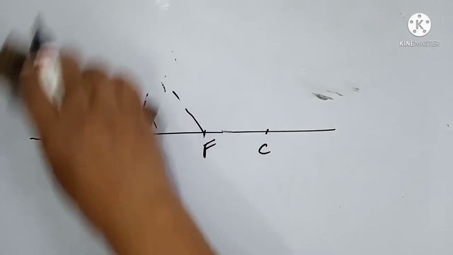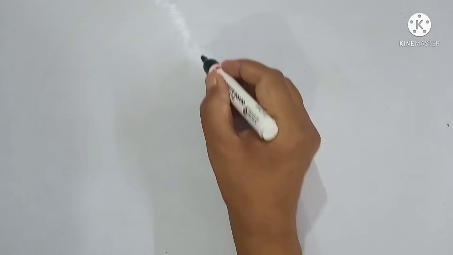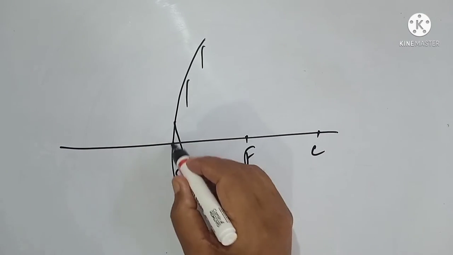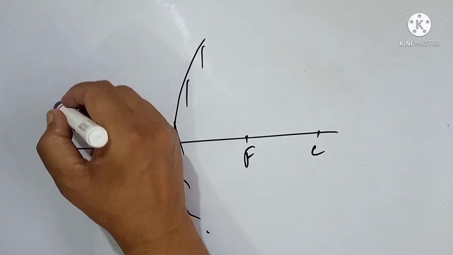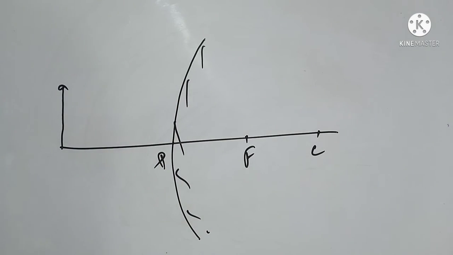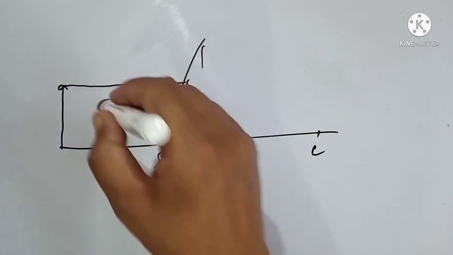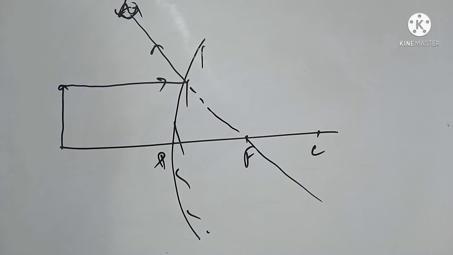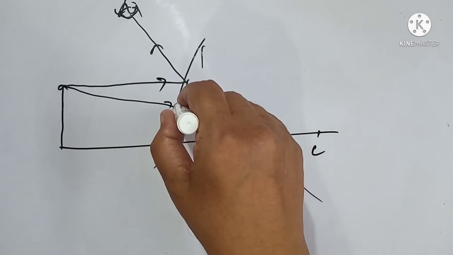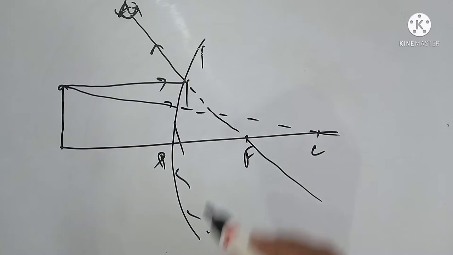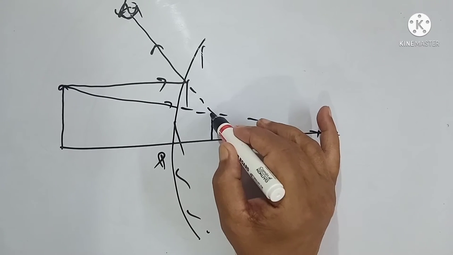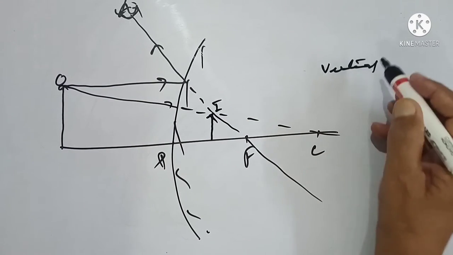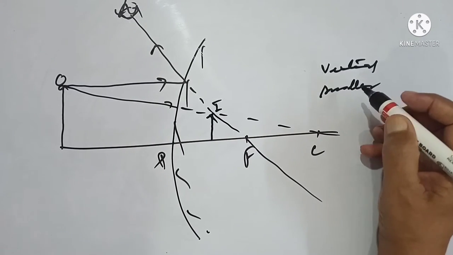Let us take now another example. A convex mirror. This is C, this is F, and this is P. We put an object at a finite distance and let us consider two rays. One is parallel to the principal axis. When seen from here, it looks to be passing through F. And then we take this. It seems to be passing through C. So these two intersect at this point. So image formation is this. So nature of the image is virtual, smaller, erect.